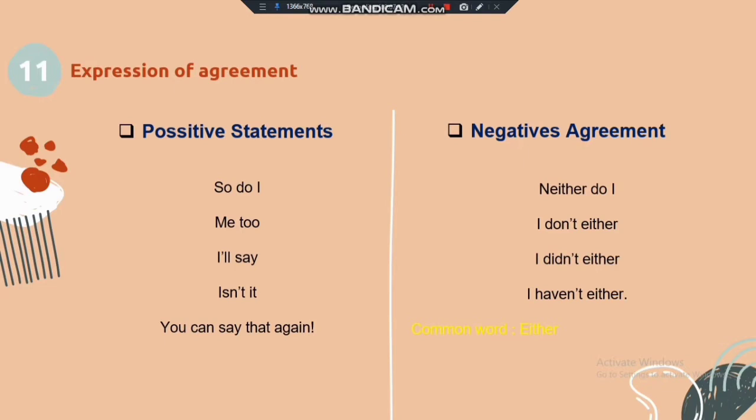The negative agreement has expressions like "Neither do I," "I don't either," "I didn't either," "I haven't either." The negative agreement is common with the word "either."